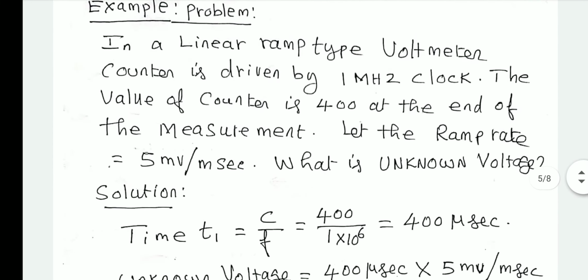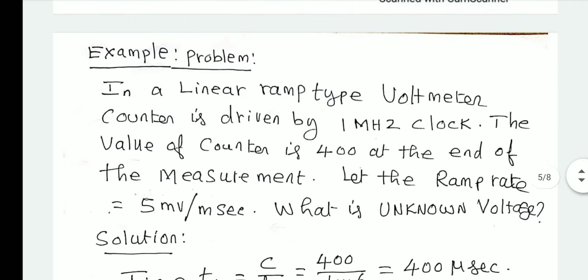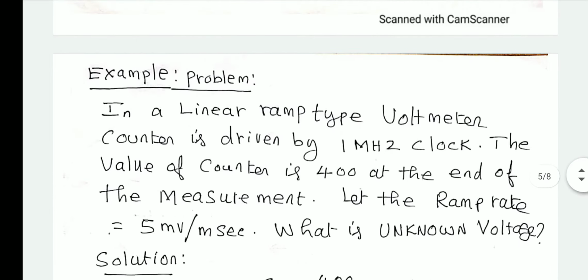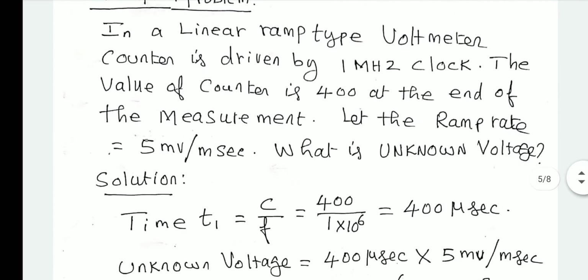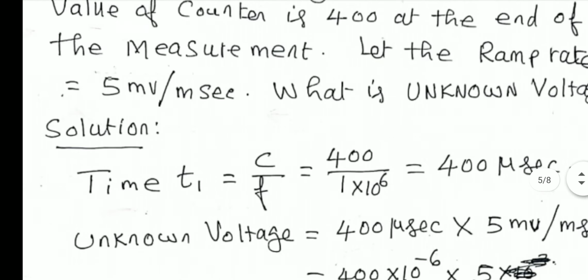The idea is very simple. First we have to calculate the time T1. So how do you measure the time? T1 is nothing but count value divided by frequency. The count value is 400, clock frequency is 1 megahertz. Why is T1 count value divided by frequency? How does this formula come? It's very simple.